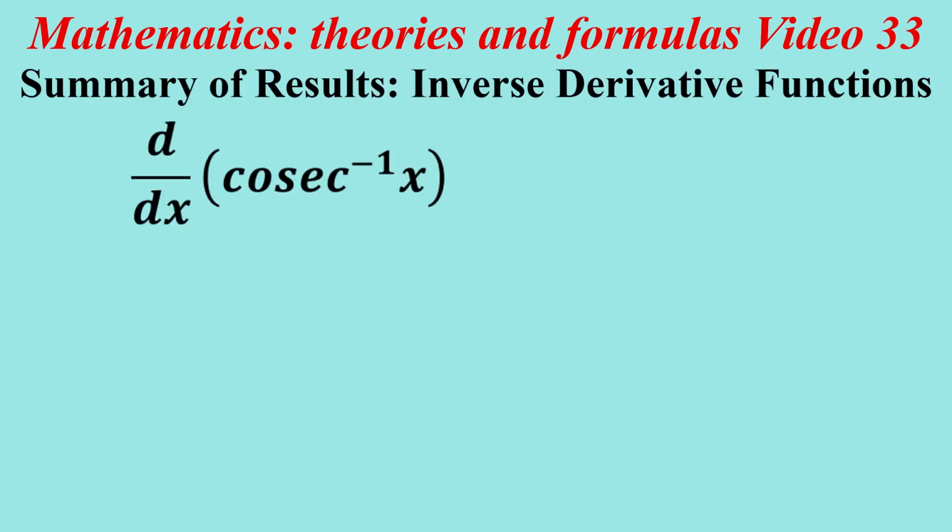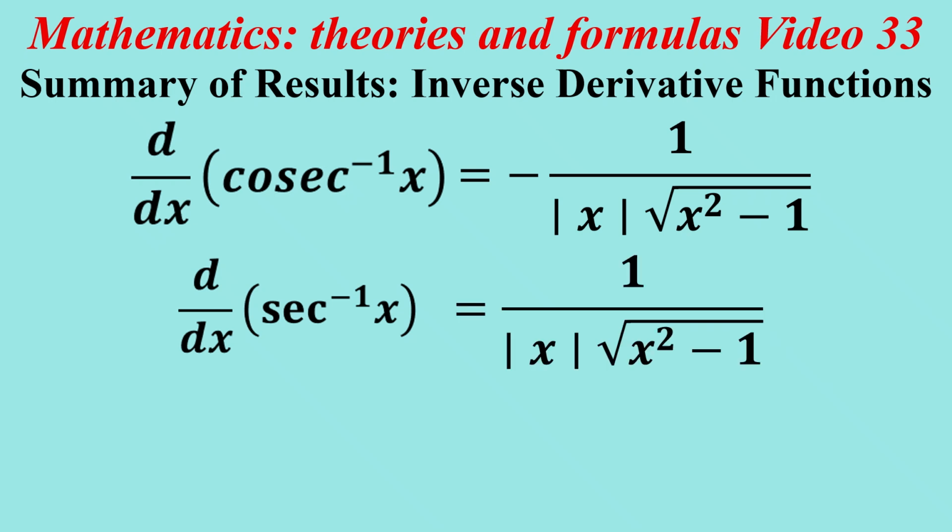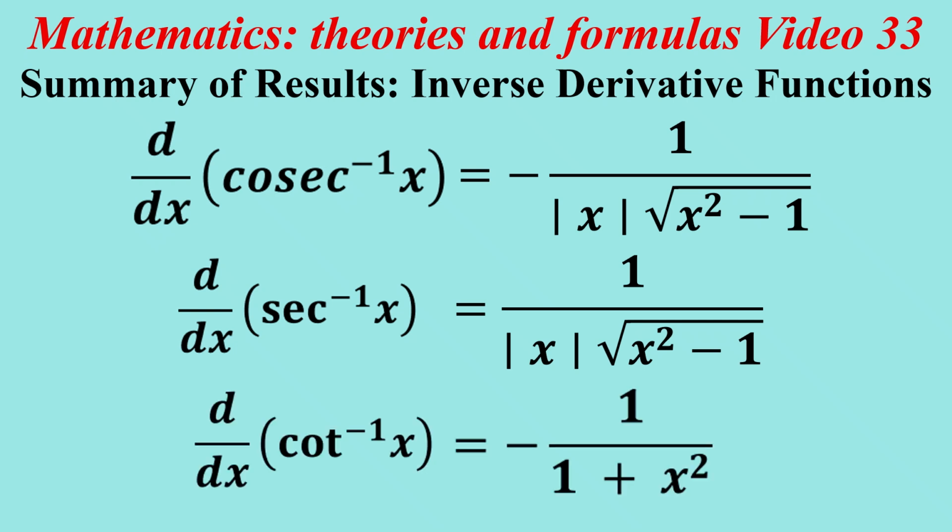Now, summarizing the results, we get the differential of cosec inverse x by dx equals minus 1 by absolute x root under x square minus 1. The differential of sec inverse x by dx equals 1 by absolute x root under x square minus 1. And the differential of cot inverse x with respect to x equals minus 1 by 1 plus x square.